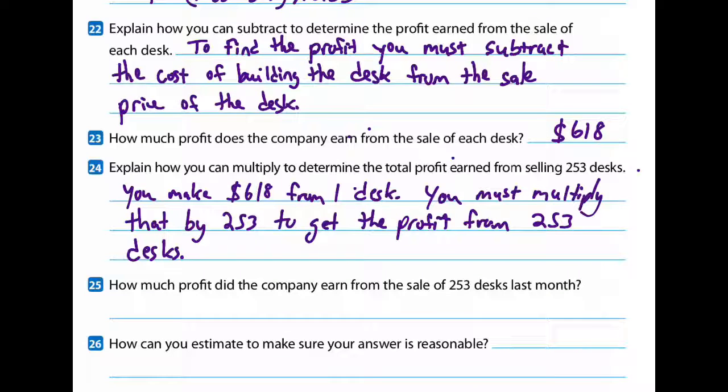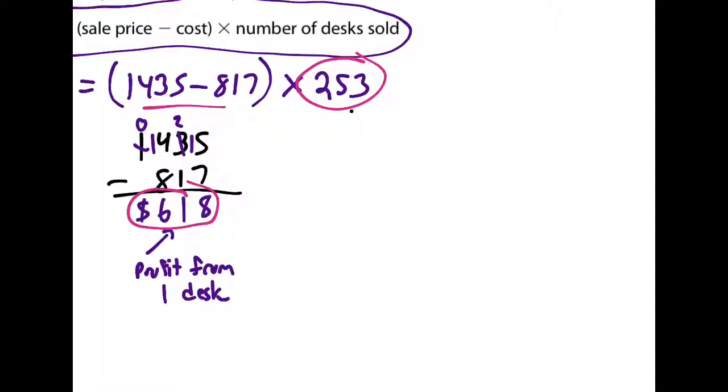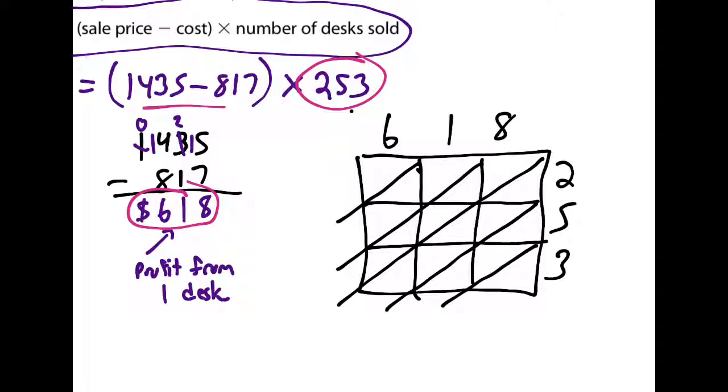Now, 25 says, how much profit did the company earn from the sale of 253 desks last month? Okay, well now you got to do your multiplication. You can choose any strategy you want. If you want to do traditional, that's fine, but I'm going to be doing lattice. So do 618 times 253, no calculator, and restart the video when you're done. Go. All right, so I have my lattice done, and I'm going to start by doing my multiplication.